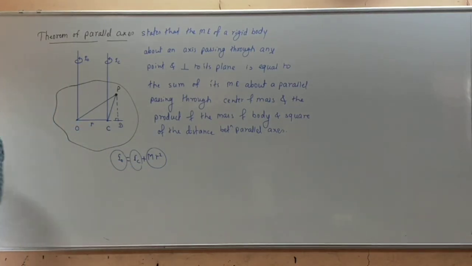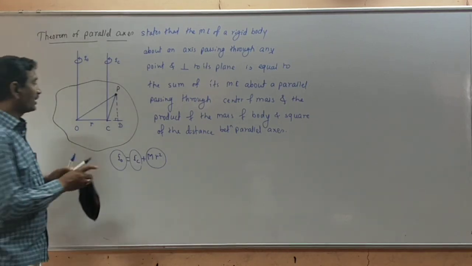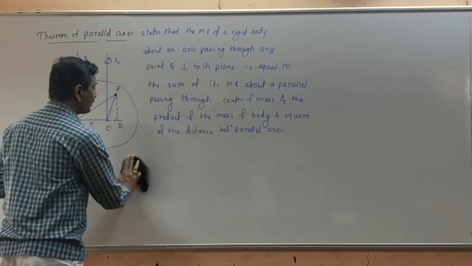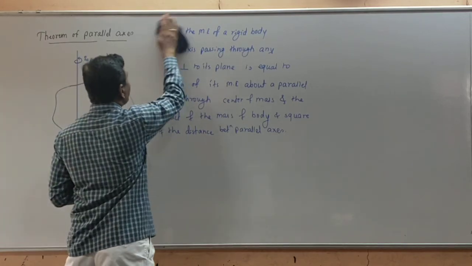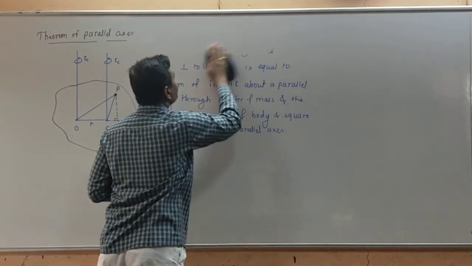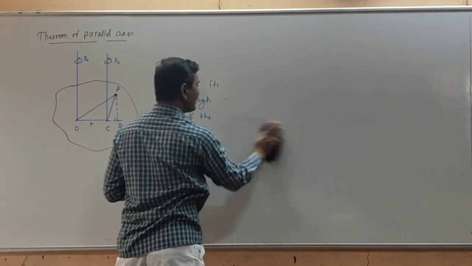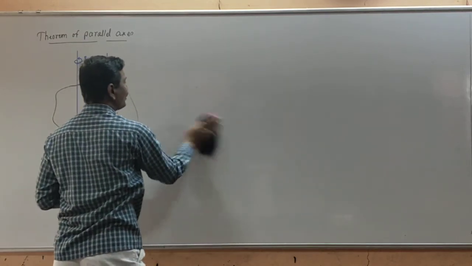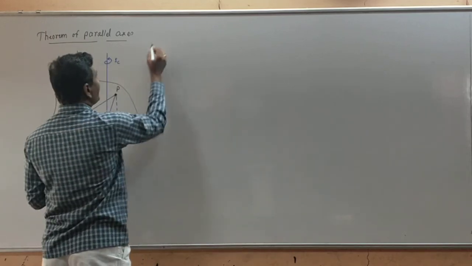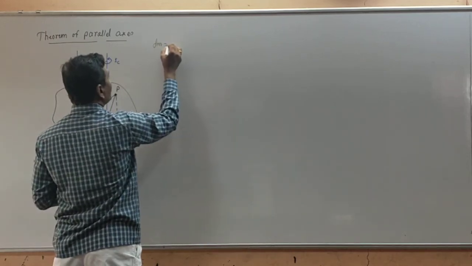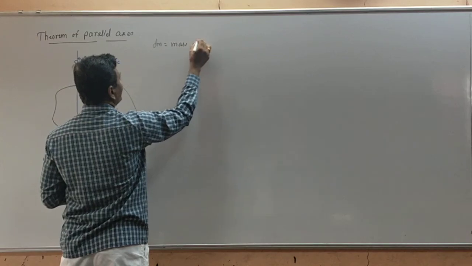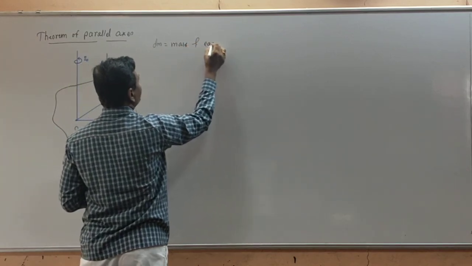So what is our assumption? We assume that this rigid body is made up of a large number of small identical elements, each of mass say dm, because it is a small element, hence its mass is also small. So dm is the mass of each element.